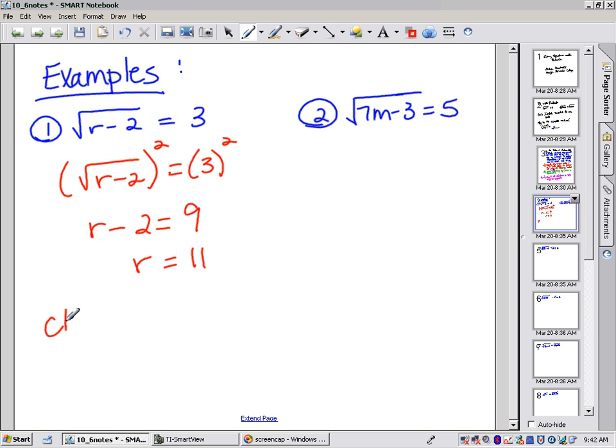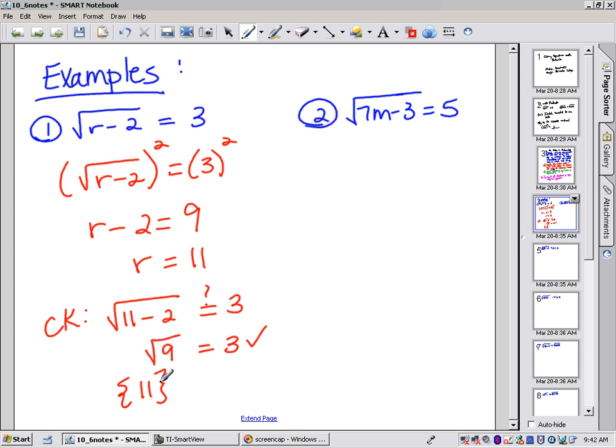Now we have to check. We plug in 11 in place of r inside the original equation. The square root of 11 minus 2, is that equal to the value of 3? And yes, 11 minus 2 is 9, and the square root of 9 is 3. So our solution to this equation is the value 11.